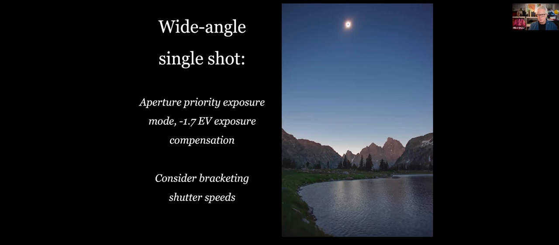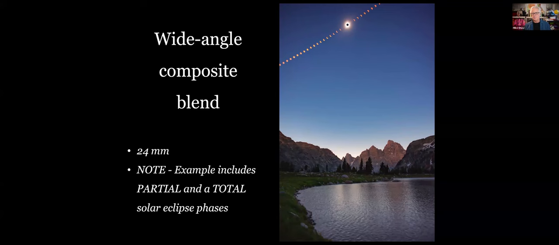That's a new phrase. But this is a pretty easy type of shot to get because you can let the camera do most of the thinking about what the exposure is that you want to get. And this is how I shot this in 2017, and I think it worked pretty well. You can consider this multi-image blend, as I show here. This is the one I showed earlier. I'll talk about how to get this.